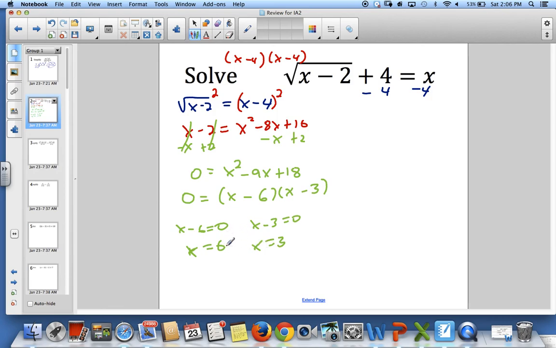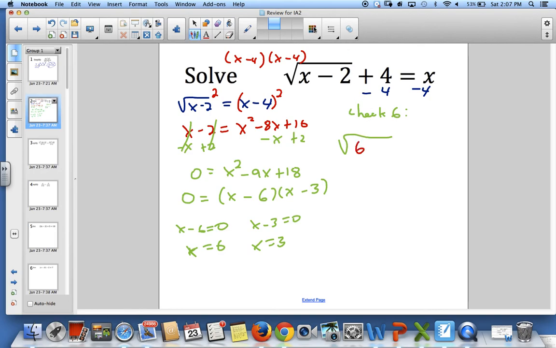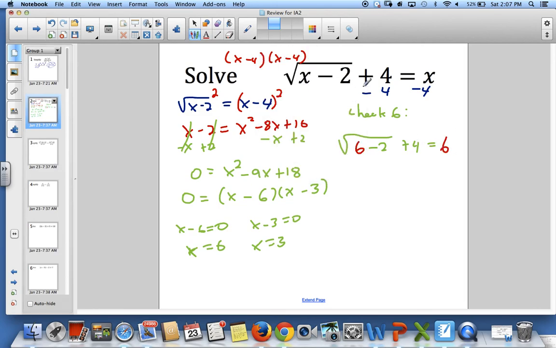But before we write those as our answers, we need to check to make sure they work. So let's check 6. That's going to be square root of 6 minus 2 plus 4 equals 6. So basically I changed both of the x's to 6. That's the square root of 4 plus 4 equals 6. That's 2 plus 4 equals 6. That's true, so 6 is one solution.